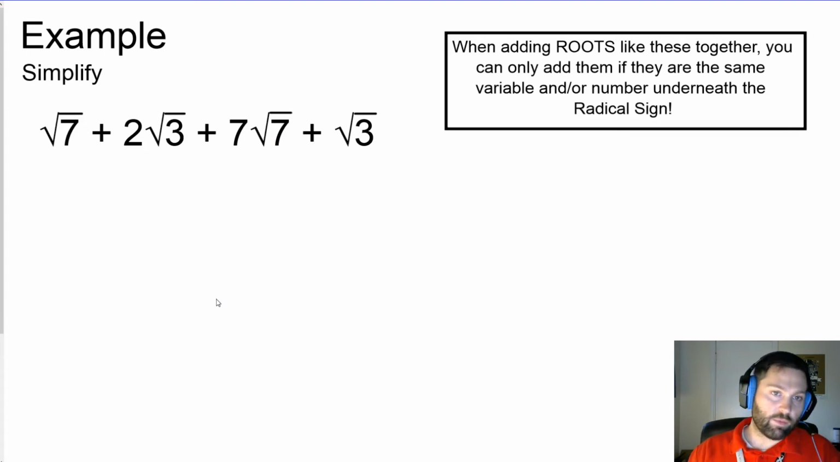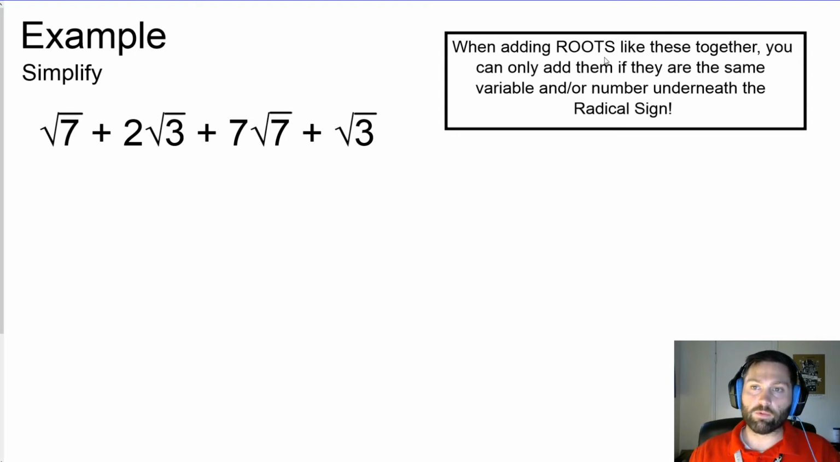So the next problem that we encounter is something like this, where it says to add roots, simplify this, and I have these roots here. I have the square root of 7 plus 2 times the square root of 3 plus 7 times the square root of 7 plus square root of 3.